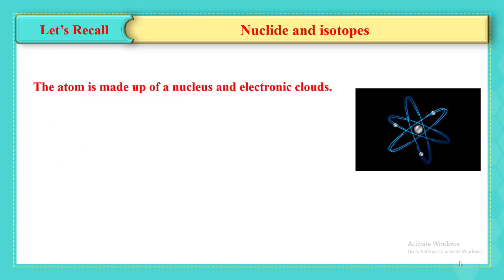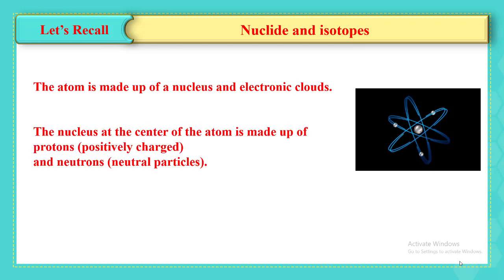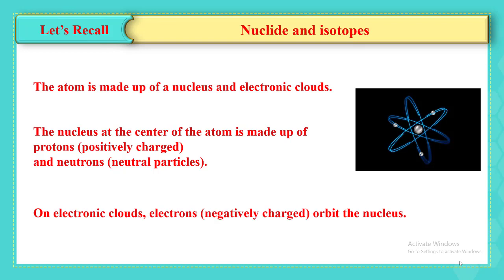As you know, elements are made up of molecules that are composed of very tiny particles called atoms. Let's remember some ideas about the atom. The atom is made up of a nucleus and an electron cloud. The nucleus at the center of the atom is made up of protons, which are positively charged, and neutrons, which are neutral. Also, in the electron cloud there are electrons, which are negatively charged and orbit the nucleus.